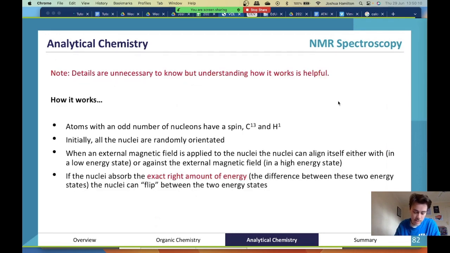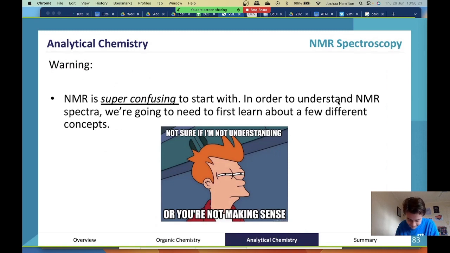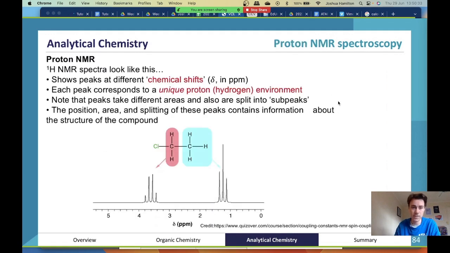Now, this is a slide on how it works. I'm not too worried about you understanding this. Feel free to read through it if you'd like. I'm just going to skip over it. NMR is super confusing to start with. In order to understand it, we need to first learn about a few different concepts. So please don't worry if today you don't understand NMR. It's just trying to give a brief overview.